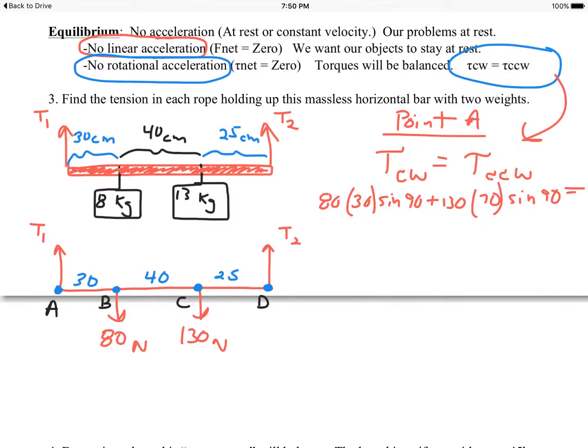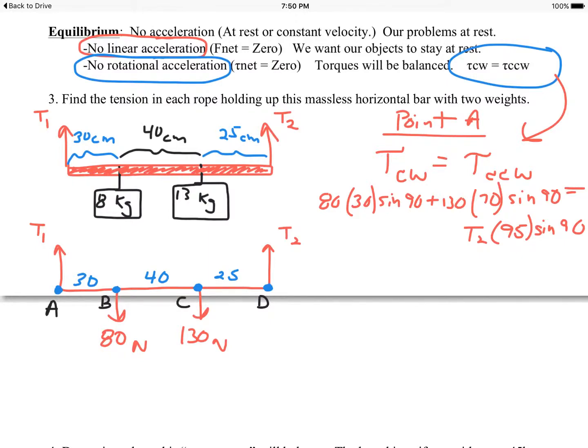And there's only one force that's creating counterclockwise torque with reference to point A, and that's my T2, my rope T2. It's the force T2 times its distance all the way back to point A. That's 95 centimeters times the sine of 90. Now you might say, well, what happened to T1? Well, T1 generates no torque with respect to point A because its distance from point A is 0. So it would be a force of whatever, unknown, doesn't really matter, times a distance of 0 will give you 0 torque. That's the beauty of picking point A, is that it gets rid of T1.